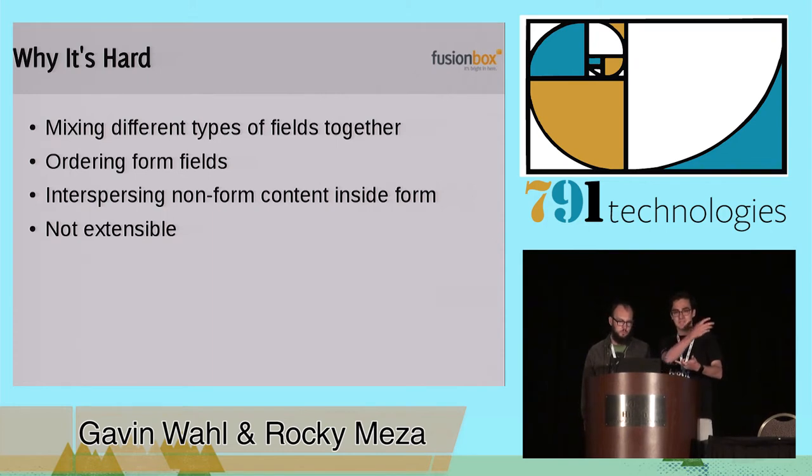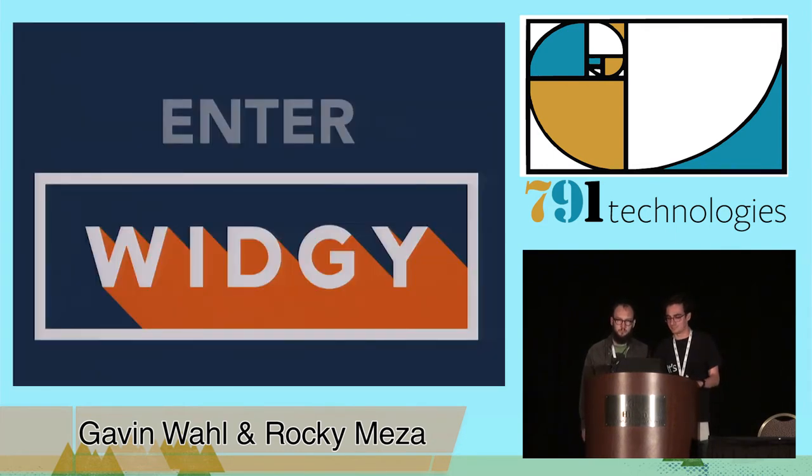For example, one time we had a client that had a field that referenced an image, and they needed the image to be inside of the form so that they could refer to that image. It's hard to have non-form content inside your form when you can only deal with one model. And when you've made it, you can't really package it up and put it on PyPI because it's not extensible. If anybody wants to add a field type, they have to edit your original field model. But that was before Widgie.